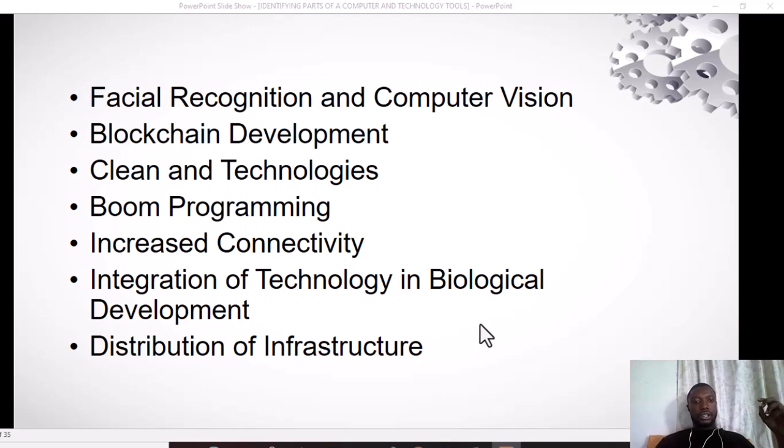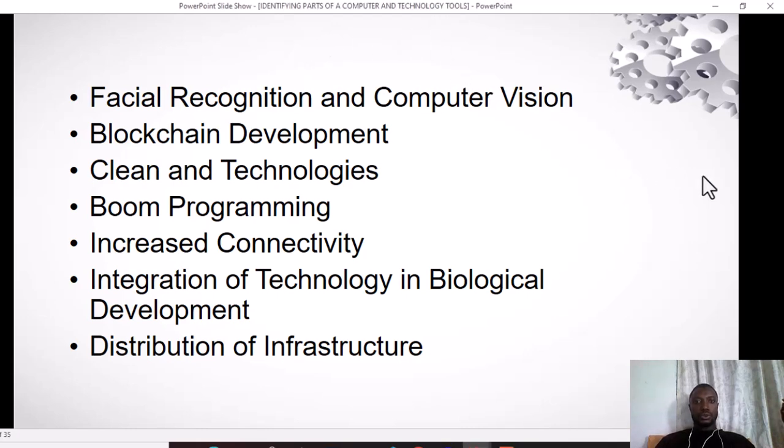Okay. And we talk about distribution of infrastructure. Before a company can communicate with another company for some goods and services, it has to be a face-to-face thing. But with the help of technology and other stuff, in the next generation, distribution of infrastructure will be very simple. People can communicate very easily. Goods and services can be imported and exported at an easy pace.